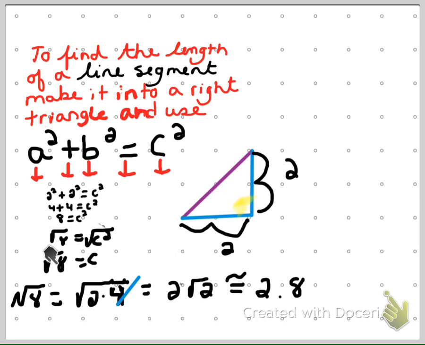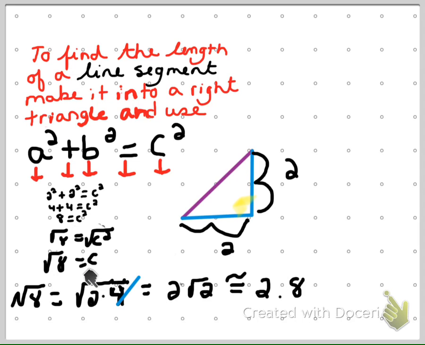Now we can write this side length in 3 different ways. We can write it in radical form but not simplified. So that line segment is the square root of 8 long. We can write it in estimate form by using our calculator. The square root of 8 is about 2.8. Notice I put about 2.8. This is the symbol for about.